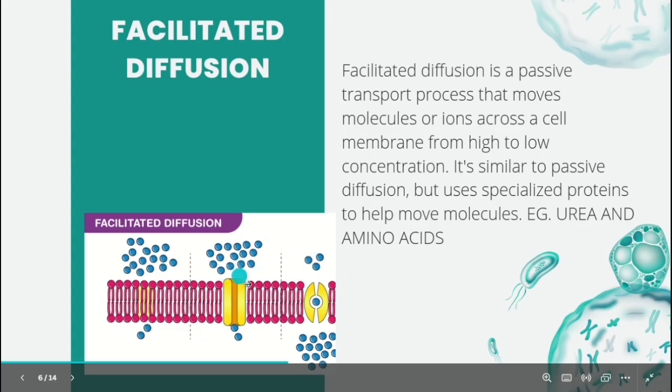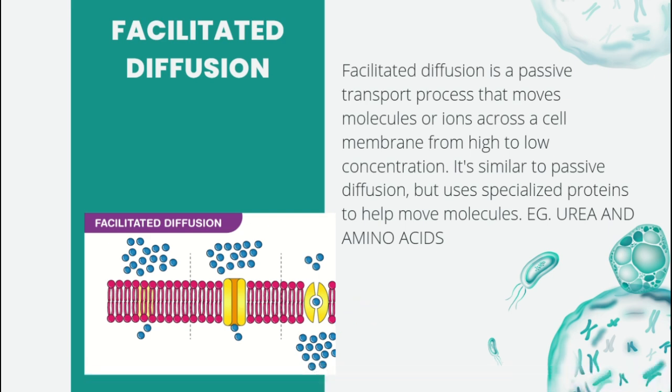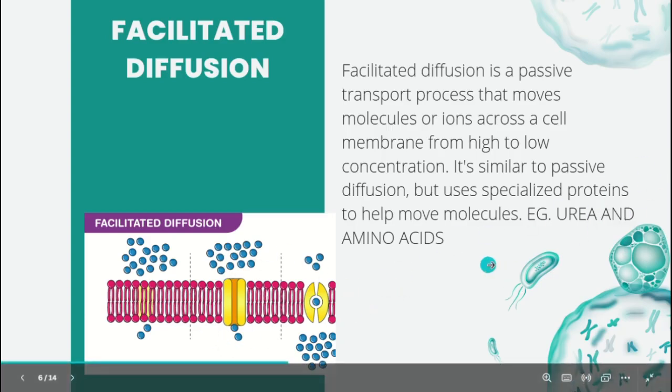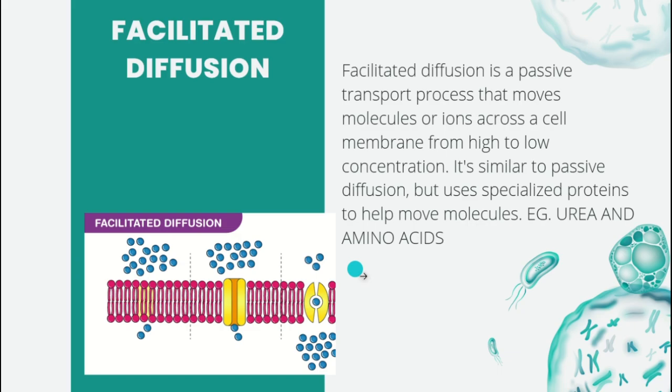One requires some help, and these are our channel proteins and our carrier proteins. They help get these molecules across the membrane, because it's literally the same thing. In simple diffusion, molecules move from an area of high concentration to an area of low concentration. In facilitated diffusion, it's the same thing, but this time they use specialized proteins to help them get through the membrane. Examples of that would be urea and amino acids.